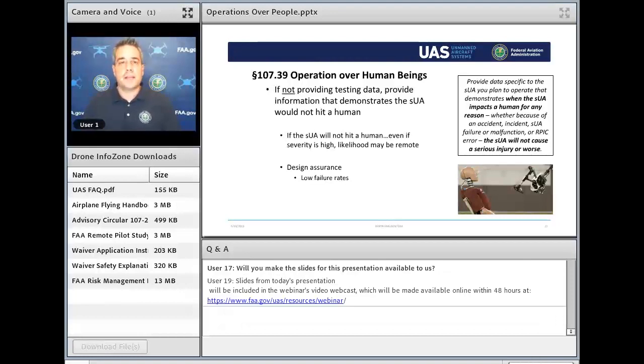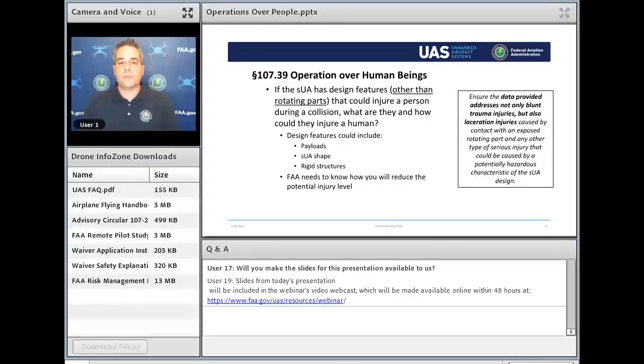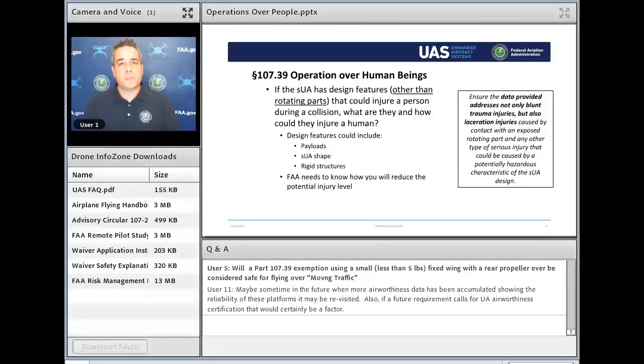If you're not going to provide testing data, and that's a common myth out there too, that everyone must provide testing data for their unmanned aircraft, that's not wholly true. If you're not going to provide testing data, you need to provide data that shows how your unmanned aircraft would not hit a human. Whether that's through design assurances and failure rates, or just the construction of your unmanned aircraft would prohibit it, we need to know that information. So certainly the most complete application would have both sets of data points in it. But if you're not providing testing data, we need to know what information you're using to show us that your unmanned aircraft is not going to hit somebody.